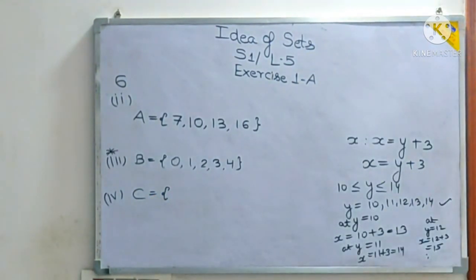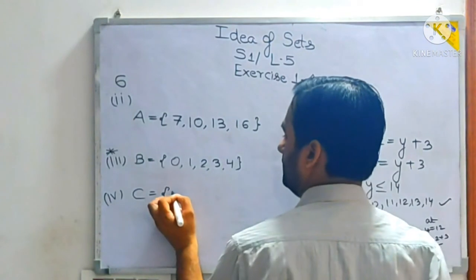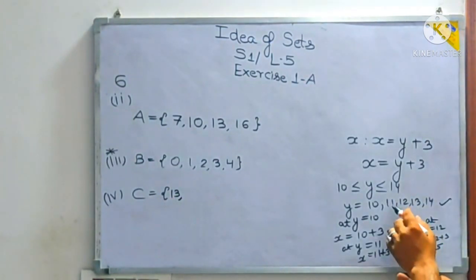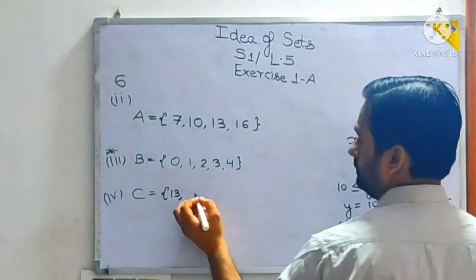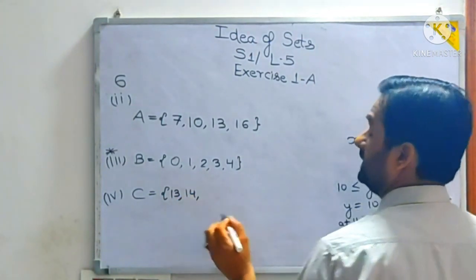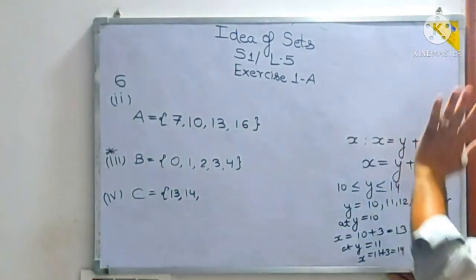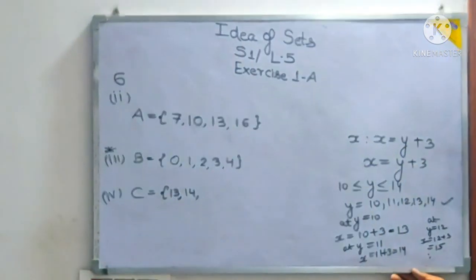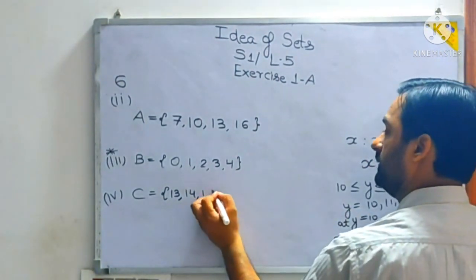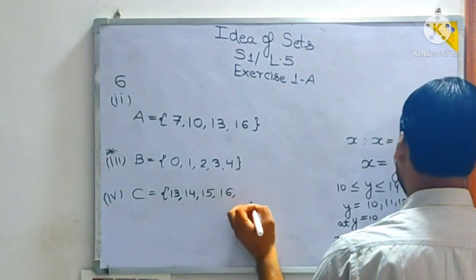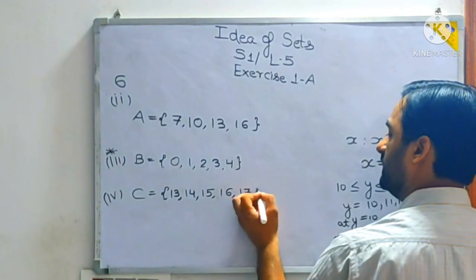So at y equal to 10, what are we getting as x? 13. You have to add 3. So right here 13. Then y equal to 11, 11 plus 3 is 14. That means you write the value of y and then add 3 and write in that column. That will be the value of x. Then 12 plus 3 is 15. Then 13 plus 3 is 16. Then 14 plus 3 is 17.